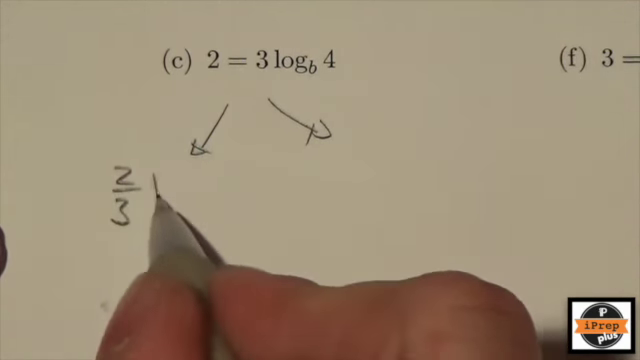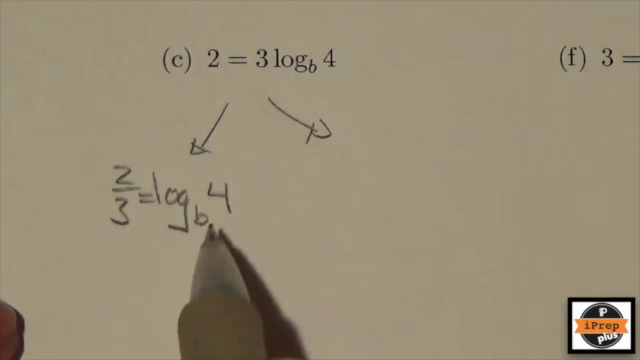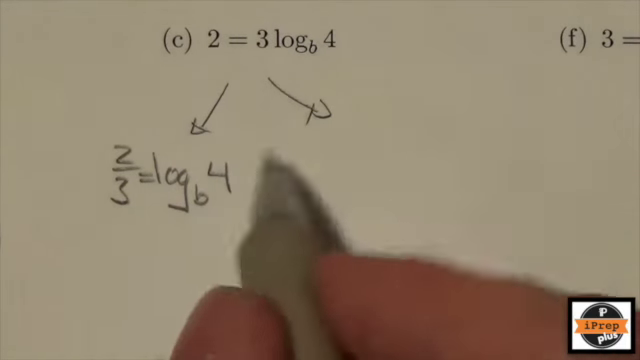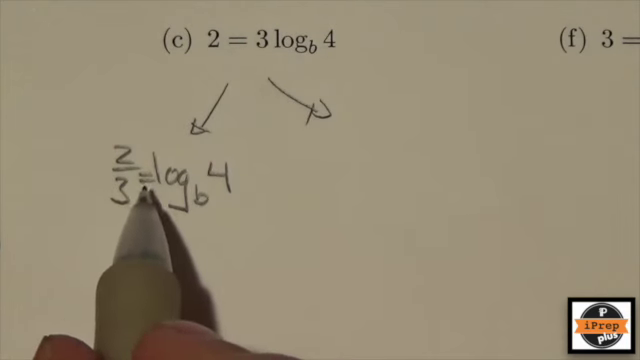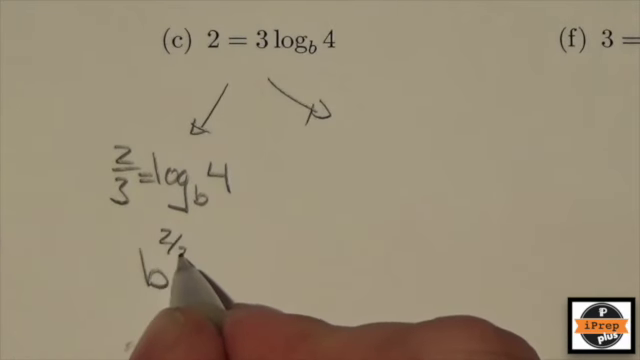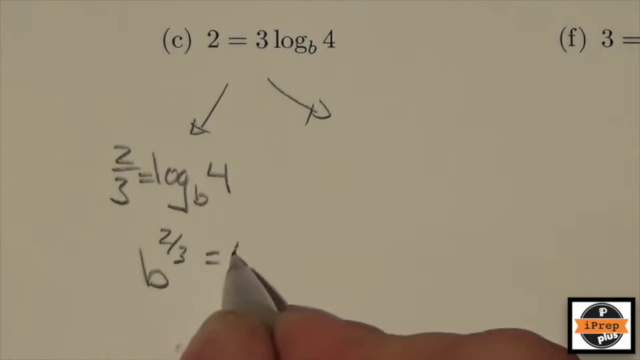To make this, 2/3 is equal to the log base b of 4. Okay? So I get the logarithm isolated, and then I convert. The base of the logarithm has got to be the same as the base of the corresponding power, and a logarithm is an exponent. So it would be b to the 2/3 is equal to the argument of the logarithm, 4. That's one way of doing it.